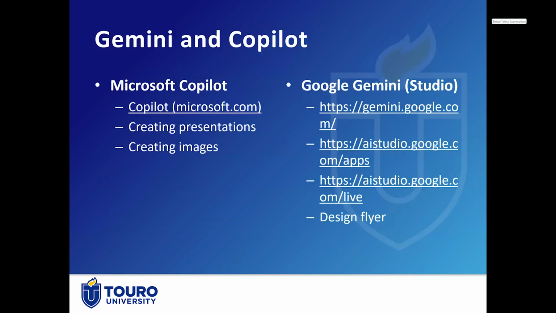Now, as you all know, Copilot is the AI that's created by Microsoft, and it is used with all of the Office products. So whenever you try to create a presentation or a Word document, it's built in. As an example, what I'm going to do now is open up my Copilot.